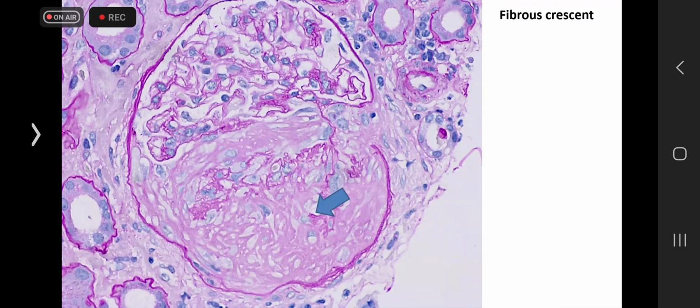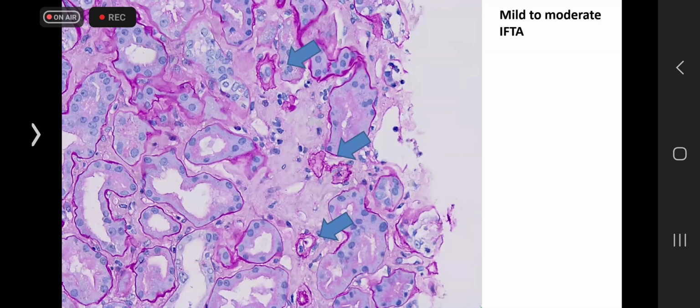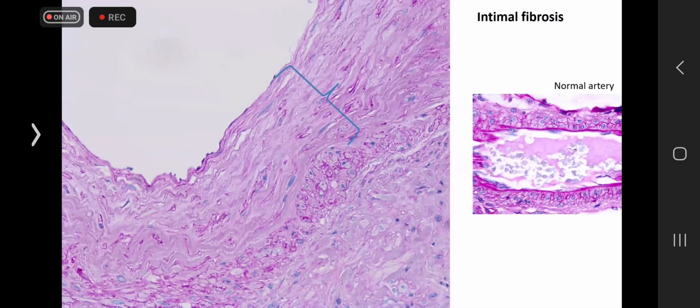So these are inactive crescents. And you can see the fibrous area with a much reduced cellularity compared to the cellular crescent here. Next slide. In addition to the glomerular findings, the biopsy showed mild to moderate IFTA. So the arrows are pointing to atrophic tubules with a small profile and also thickened and wrinkled TBMs, as you can see here. Next slide. And the vessels did not show any vasculitis, but instead just showed intimal fibrosis. These are just chronic changes from hypertension and aging.